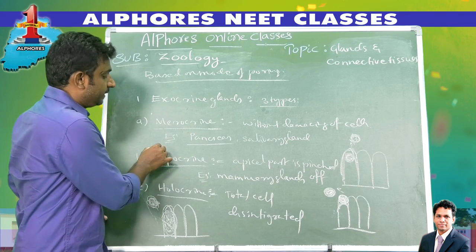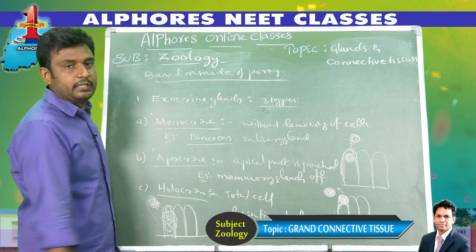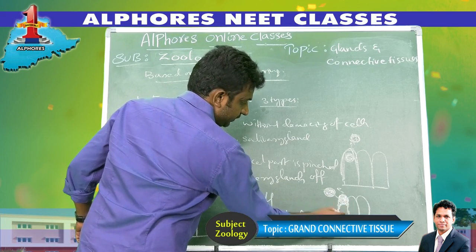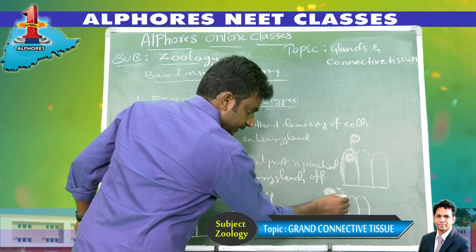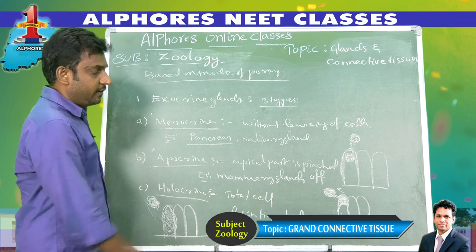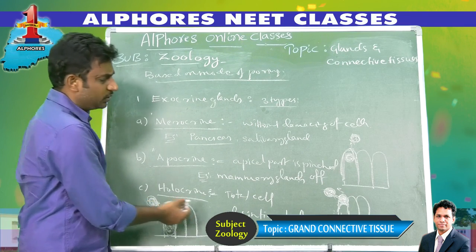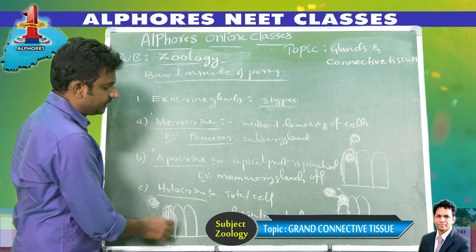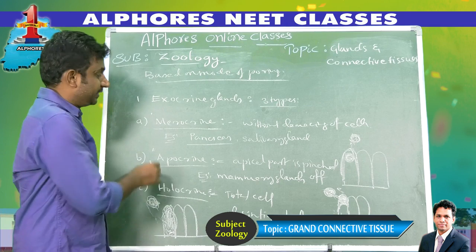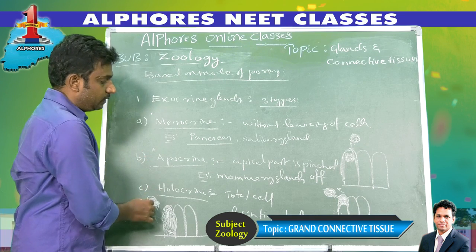Next, some glands release the secretory materials by damaging the apical part of the cell, which is pinched off. Actually, only a part of the cell is pinched off from the cell. This is called apocrine. Next, holocrine: the total cell is disintegrated to release the secretory materials. Okay, three types of exocrine glands: merocrine, apocrine, holocrine.